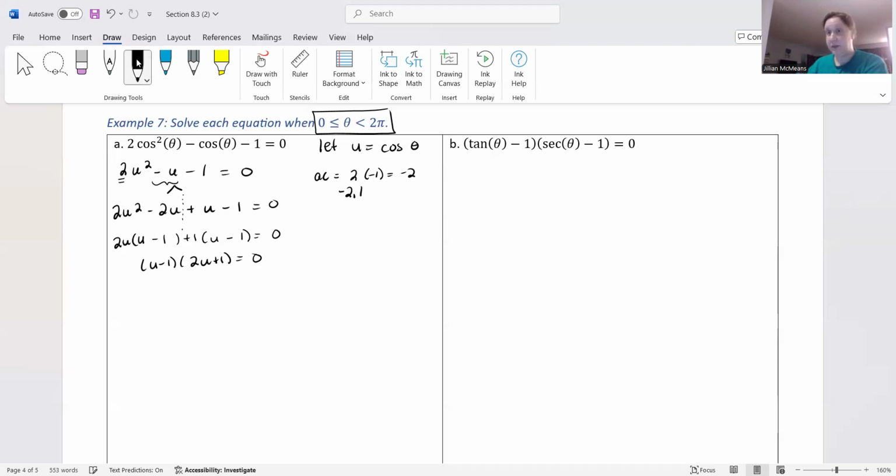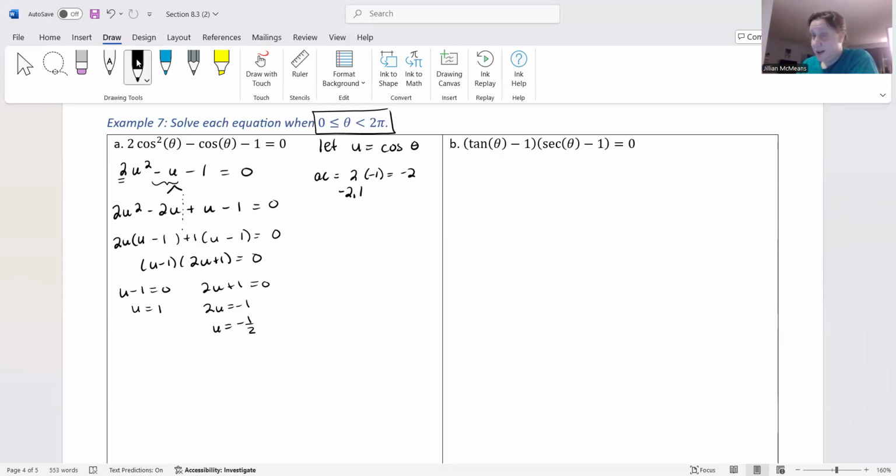And then we have this factored form, so we can take each of these factors and set them equal to 0 and solve. So I get u minus 1 equals 0, and 2u plus 1 equals 0. Well, if u minus 1 equals 0, then u equals 1. And if 2u plus 1 equals 0, then 2u equals -1, which means u equals -1/2.